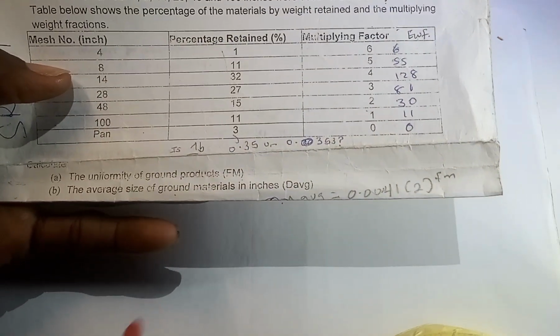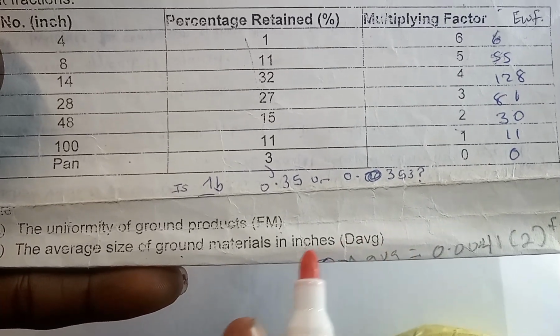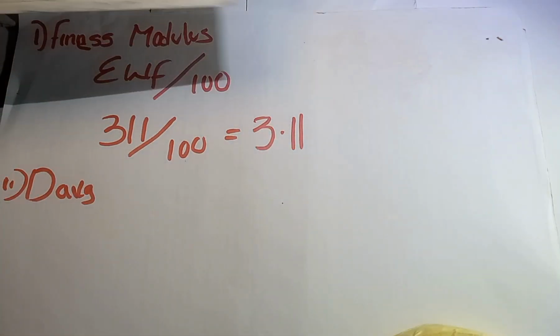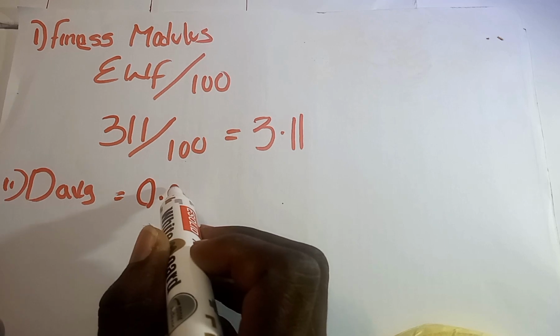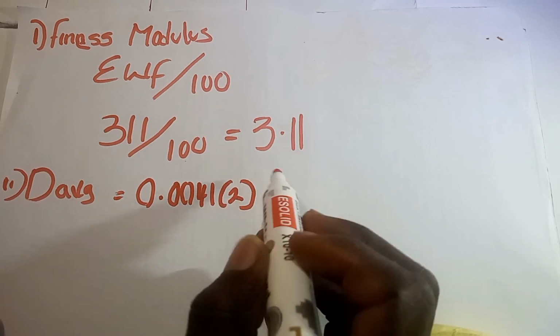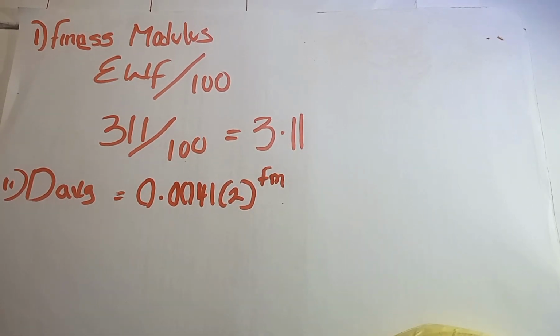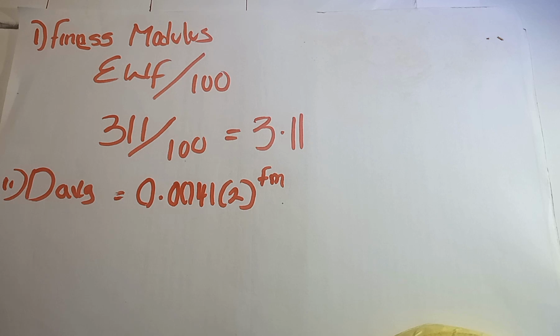The question does not stop there. The question says that we should also find the average size of ground materials, that is the average, and the formula for the average size of ground materials is given by 0.0041 multiplied by 2 raised to the fineness modulus. That is the formula for the average. Therefore, please be careful while calculating your fineness modulus. You must make sure that you get the right answer, because if you didn't get the fineness modulus correctly, you might end up missing the average size of ground materials.